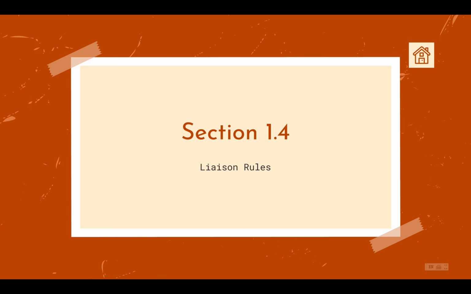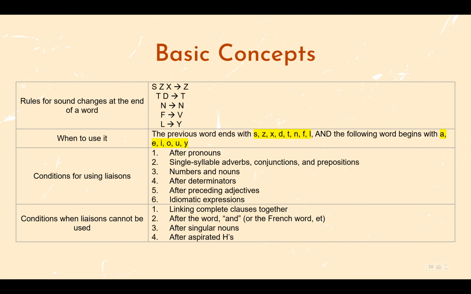Section 1.4 Liaison Rules. Basic Concepts. Rules for sound changes at the end of a word. In order to make liaisons, the following words will have the following pronunciation.